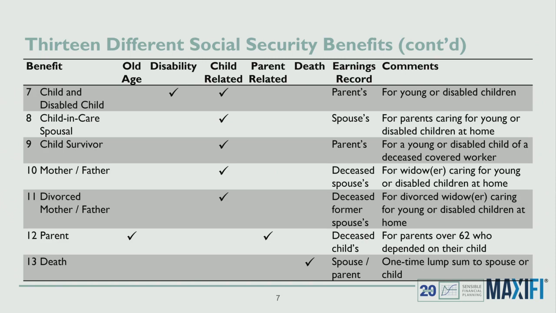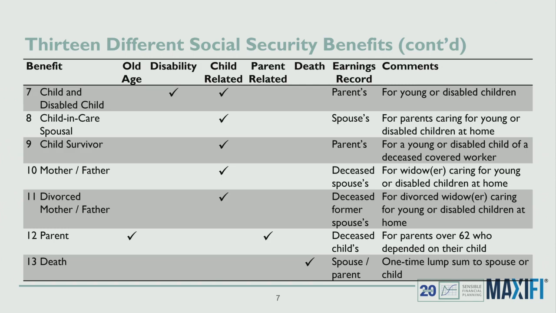Then if you've got a spouse who is collecting, again, you have to be taking a retirement benefit for this to happen. If you've got a young spouse who's, let's say, taking care of a young child, or maybe it could be an older spouse, maybe you've adopted children late in life, and you've got young children at home, that spouse can collect what's called a child in care spousal benefit until the child is age 16. At that point, the child in care spousal benefit goes away.